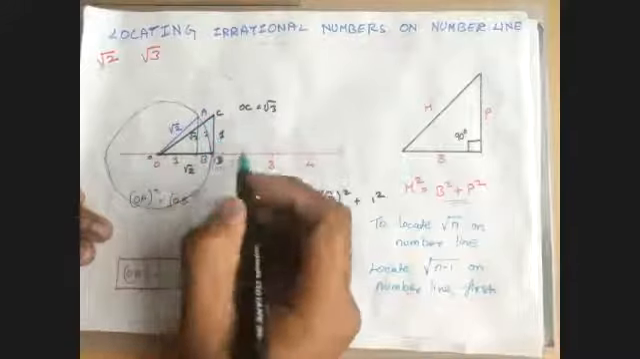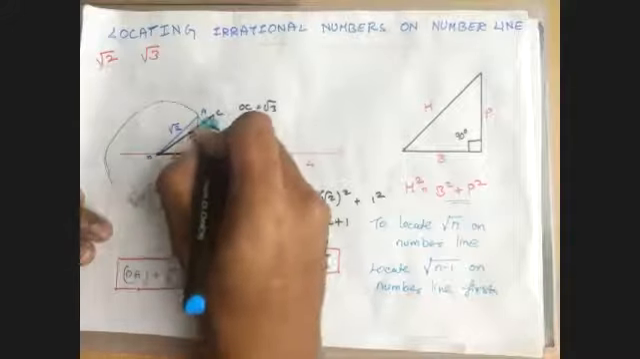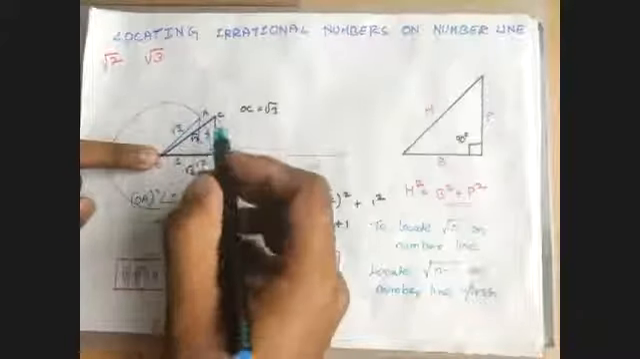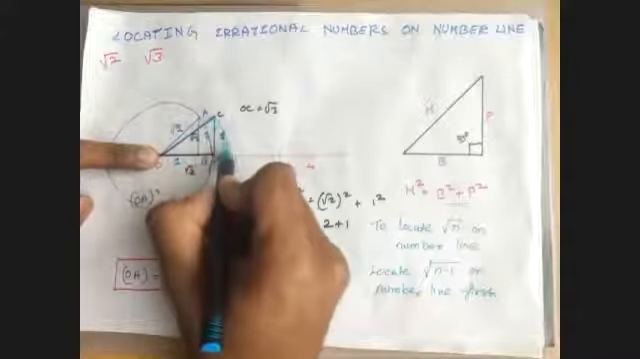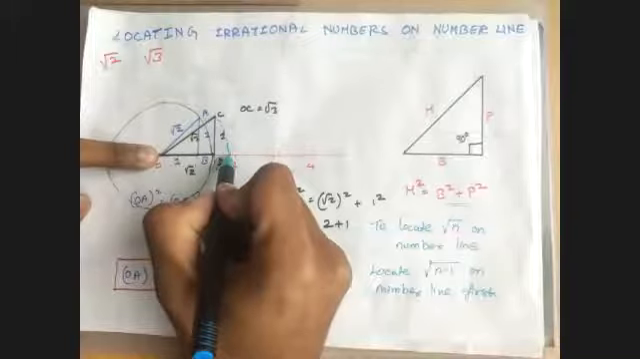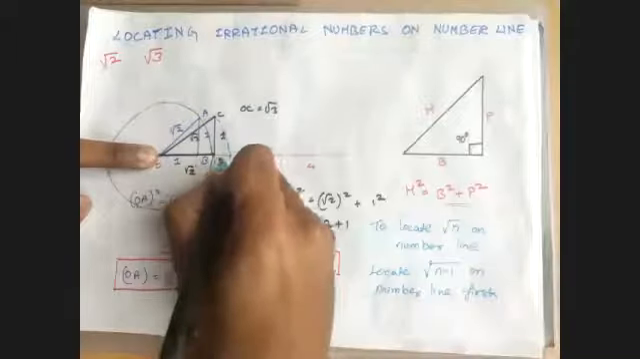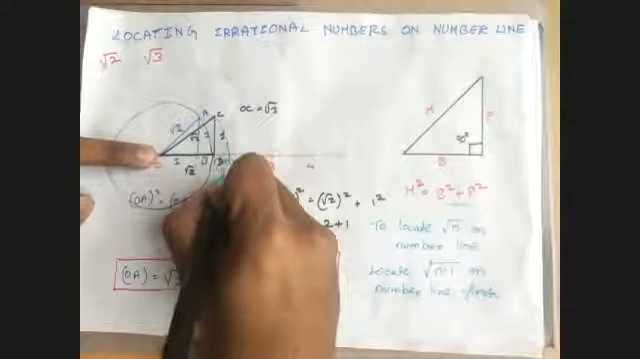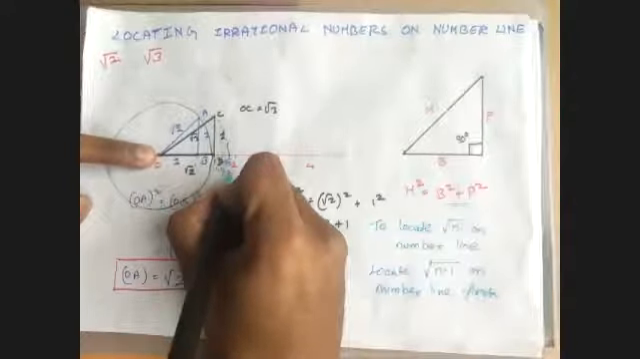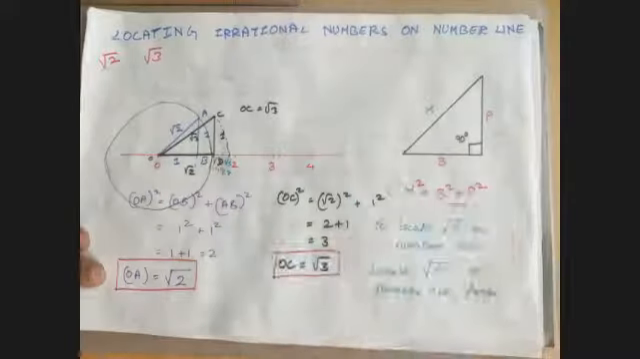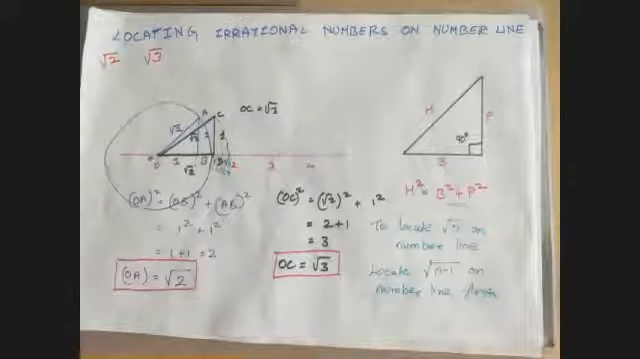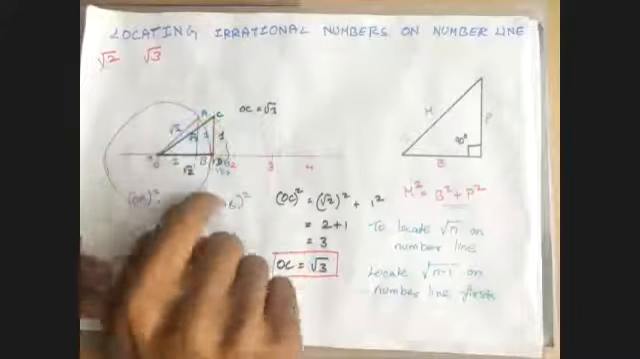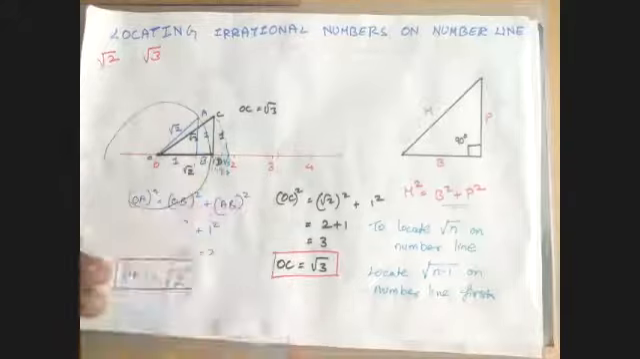And to mark root 3, we have to use a compass with one edge here and the other edge here and draw a circle cutting the number line. This would be equal to root 3. Root 3 value is approximately equal to 1.7. So we mark it there. So we know how this works because this is the same radius r of the circle. The distance is the same everywhere.